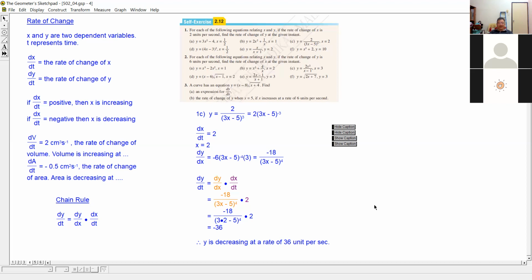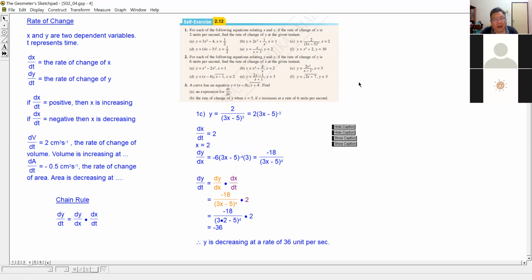Teacher, yes. How do we know dx/dt equals 2? You look at it this way here. Can you see my cursor, the black arrow? Yes. So I read the words there: the rate of change of x is 2 units per second. Rate of change of x is dx/dt. So dx/dt equals 2. Okay or not?